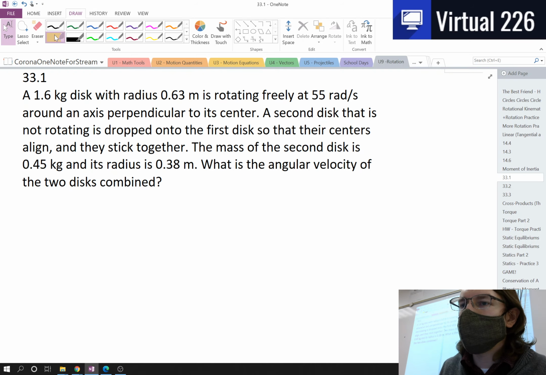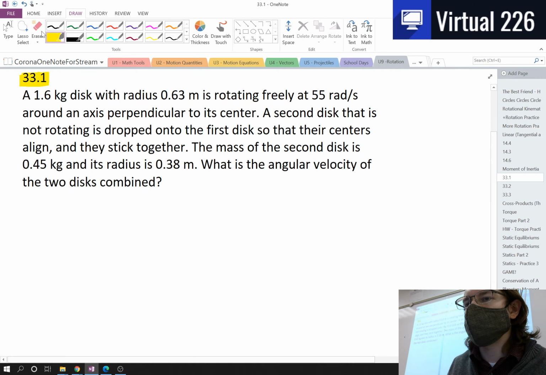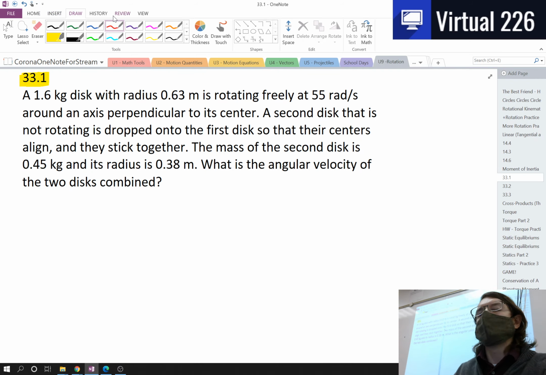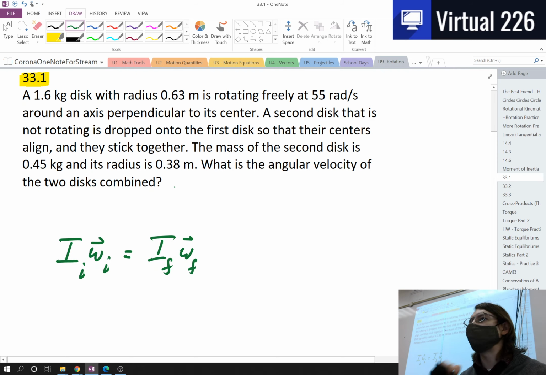Okay, so we are looking at a practice problem from the unit on rotation. We're going to be looking at 33.1 here. These practice problems are all on conservation of angular momentum. That's what we're conserving here. We're essentially going to be using the idea that a moment of inertia multiplied by some angular velocity initially equals the final quantities of these. This is very similar to our old idea where initial momentum equals final momentum.